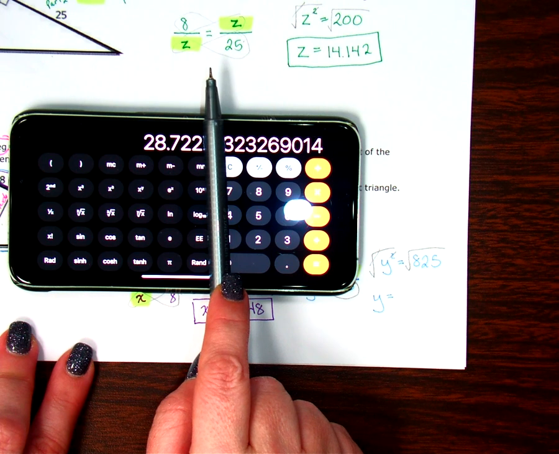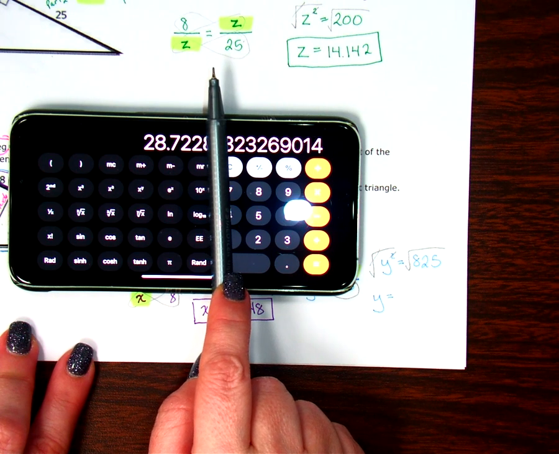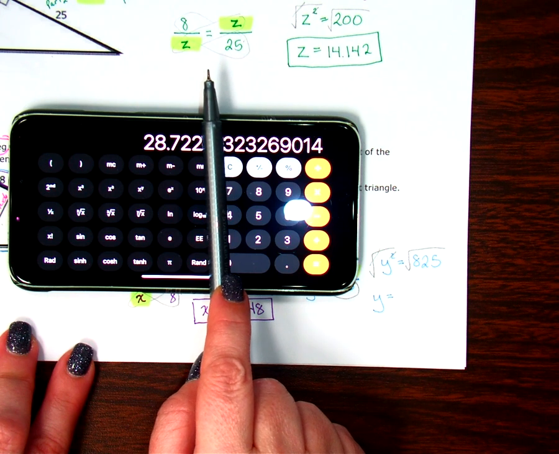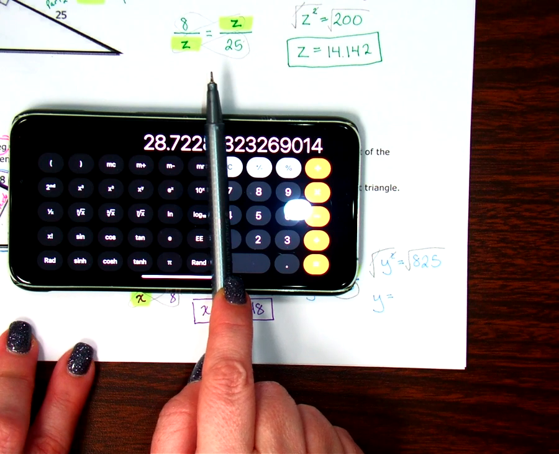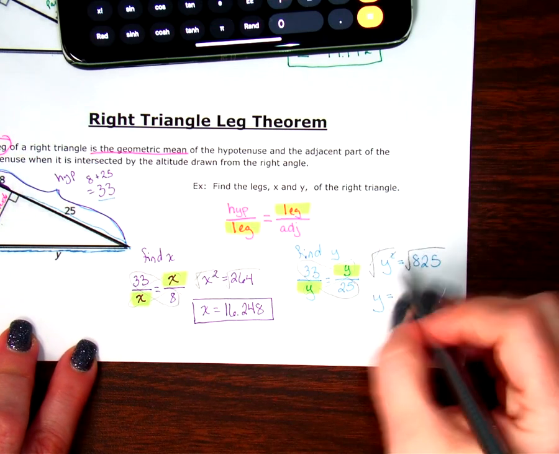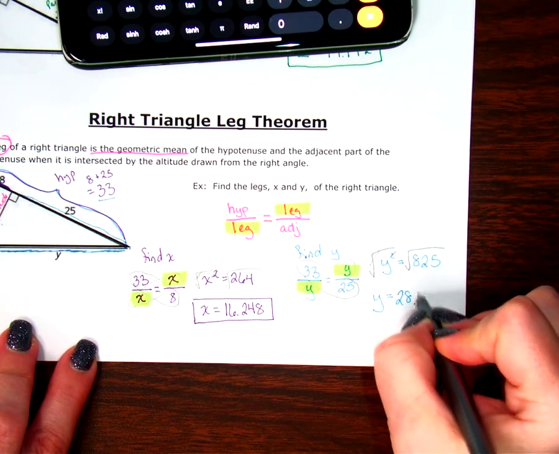And again, we want to go 3 places, but round correctly. So 3 places after the decimal is 7.22. When I look after the second 2, I have an 8. So I do want to round up this time. So I'm going to go 723. So y is 28.723, because I need to round up that last 2. 28.723.